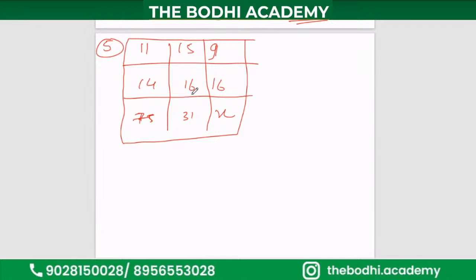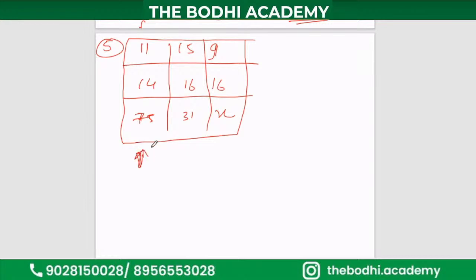We need to find the value of x. If you see the first two questions, column-wise, vertically, 11 and 14 are small, 75 is a big number. 15 and 16 are small, 31 is a big number. So that means the logic follows like this.